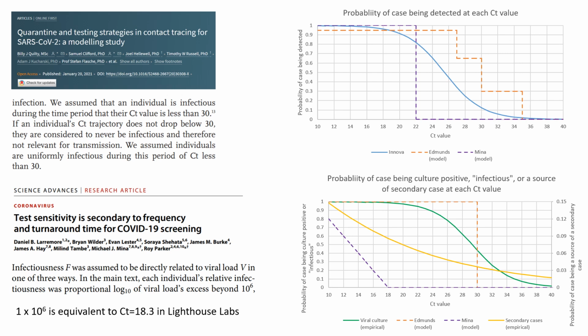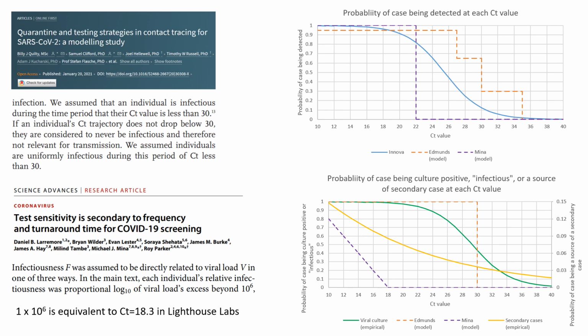But the Mina model has a very extreme function of infectiousness. They think nobody can be infectious unless their viral load is above 10 to the 6 particles per milliliter, which corresponds with a CT value of 18.3. So the function there is very optimistic in thinking that very few people are going to be infectious.